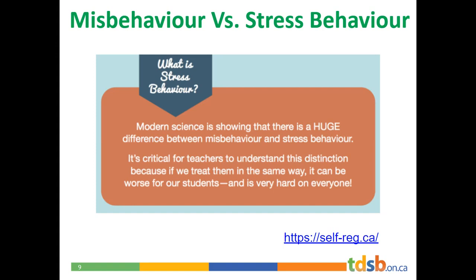This first slide is about the difference between misbehavior and stress behavior. When a child is misbehaving, he or she could have chosen to act differently or could have made good choices. When a child is showing stress behaviors, the child is not fully aware of what he or she is doing or why and cannot act differently. We think of this state as fight, flight, or freeze when the thinking part of the brain is not working properly.